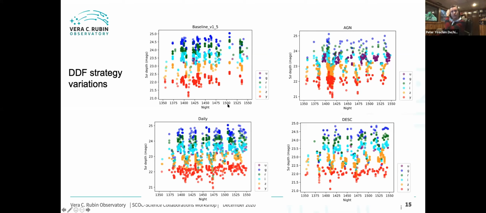We still haven't really converged on a deep drilling field strategy yet, so we're hoping to break that scheduling out and get it really optimized soon. And we're definitely looking for better ways to analyze the deep drilling fields, because they are unique enough compared to the rest of the survey that they need a little special care.